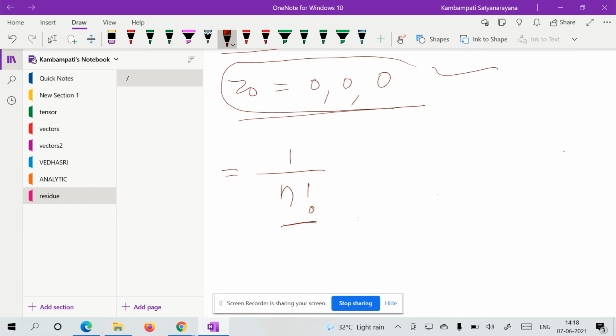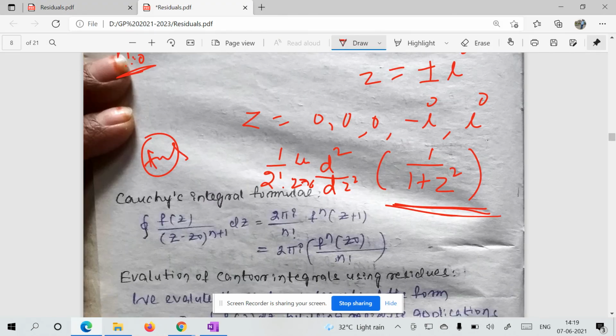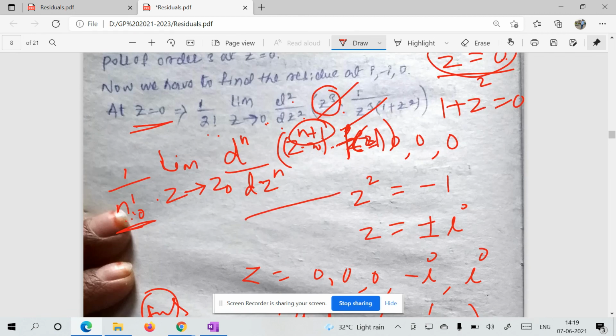See here, what is that? d^n/dz^n of (z minus z naught)^(n+1) into f(z). So (z minus z naught) whole to the power of n plus 1 can automatically be cancelled. The common term you can get. Now we are going to see this section.